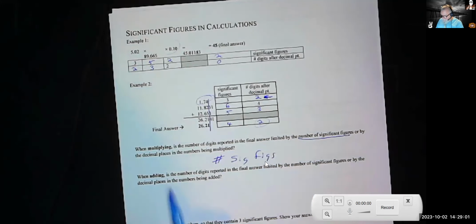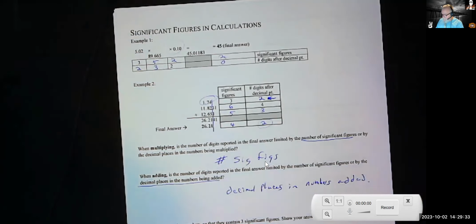All right. So when adding, is the number of digits reported in the final answer limited by the number of significant figures or by the decimal places in the numbers being added? For addition and subtraction, it's limited by the decimal places in the numbers being added, okay? But that's also true for subtraction. In reality, the reason why we do it that way is it's based off of the largest uncertainty.